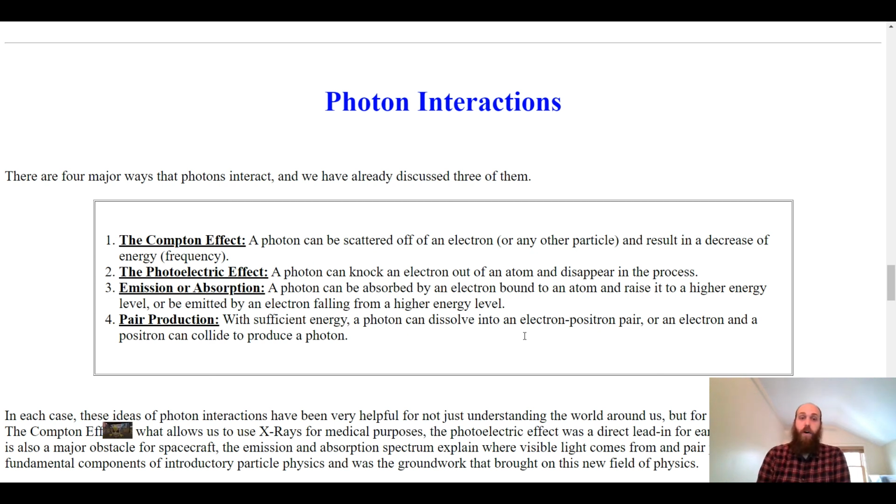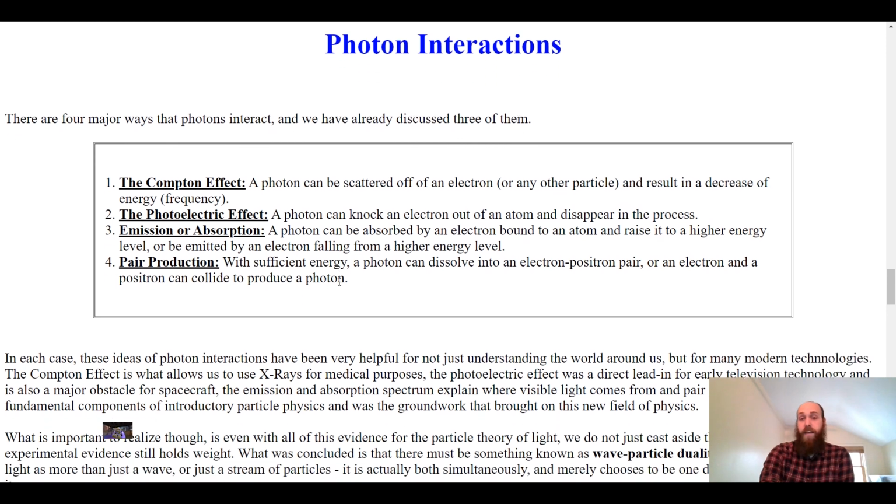The last weird thing that photons can do is this thing called pair production. So if a photon has enough energy, it will actually dissolve. It'll break apart into an electron and a positron. An electron is just the same particle that we know and love, and the positron is the same exact thing, but with a positive charge. And similarly, this process can work in reverse. If you have an electron and a positron, and they come together, if they collide, they're going to transform. You'll no longer have your electron and your positron. You'll have one single particle, the photon. And so these are the four ways that photons interact with matter.